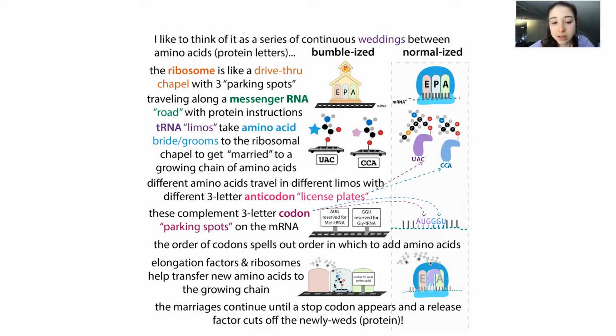And then we're going to have elongation factors be like our bouncers, helping move things along. And this is all going to happen until you reach the stop codon. Someone comes in and is like, hey, we've got to stop this wedding. There's another function scheduled now, and this will get cut off. And the newlywed protein can go on its honeymoon, or whatever function it needs to do. So let's look in a little more detail.